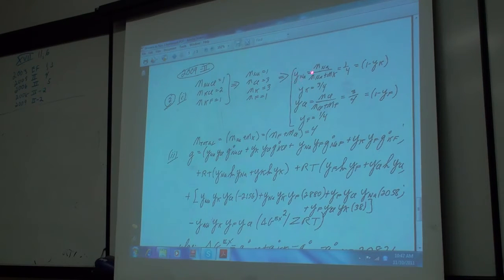So the site fraction of sodium, which is sodium over sodium plus potassium, is 1/4, which is 1 minus Y potassium. The site fraction of potassium is 3/4. The site fraction of chlorine is chlorine over chlorine plus fluorine, which is 3/4, and Y fluorine is 1/4. Total number of moles is sodium plus potassium, which must be equal to fluorine plus chlorine, which is 4.